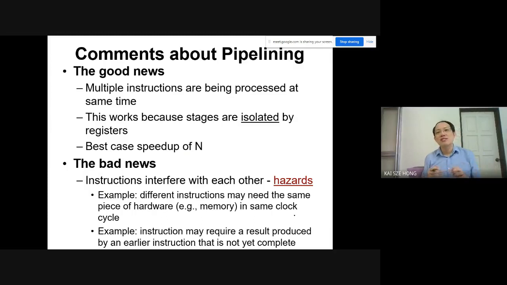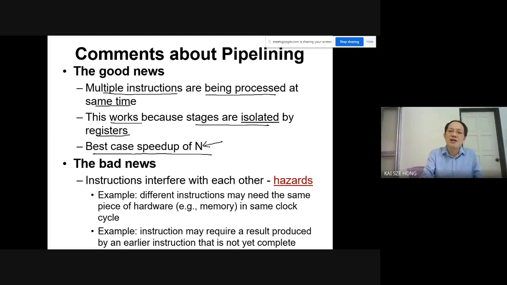Okay, comments about the pipelining. So good news is, multiple instructions are being processed at the same time. You can process multiple instructions using a pipeline system. This works because stages are isolated by registers. So every time you do something, the result will be stored inside pipeline registers. Then the best case speed up is 5, in this case, because N is 5. But the bad news is there are instructions that interfere with each other. That means they cause a hazard.